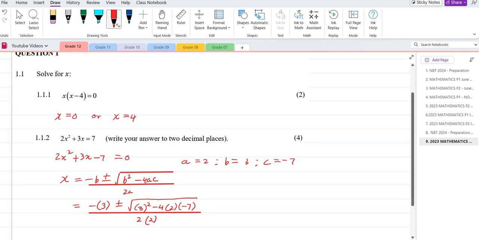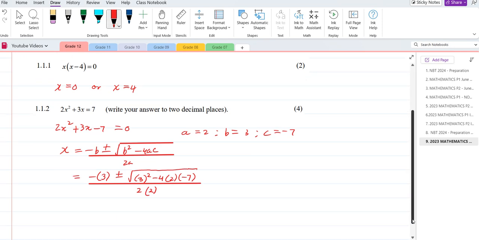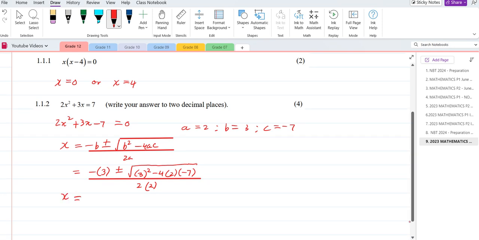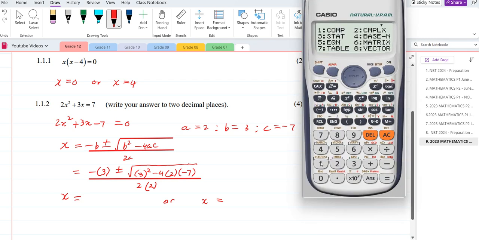I'm going to do the first one with a negative, and for the second solution you're going to write x equals. So the first solution, go to mode 1. Choose fraction, we get negative open bracket 3 minus the square root of b squared, which is 3 squared minus 4, a is 2, c is negative 7, divided by 2 times 2. You can see how I'm doing it on the calculator. Press equals, you get minus 2,77.